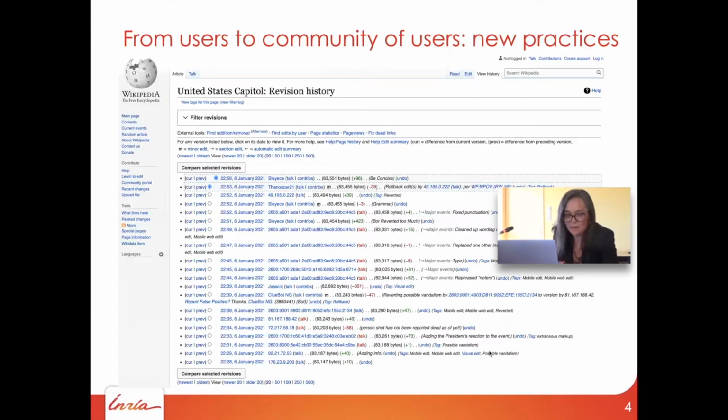I'll give an example of large-scale collaboration from Wikipedia. Wikipedia is the largest knowledge repository in the history of humanity that has been written collaboratively by a lot of users. We have about 42 million users that contribute to Wikipedia, and Wikipedia contains about 56 million articles.